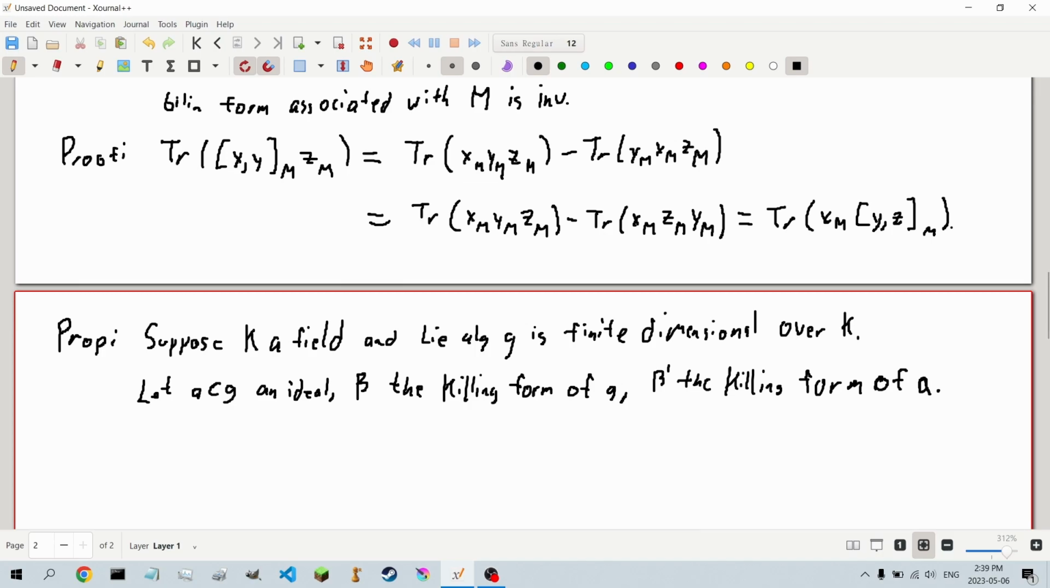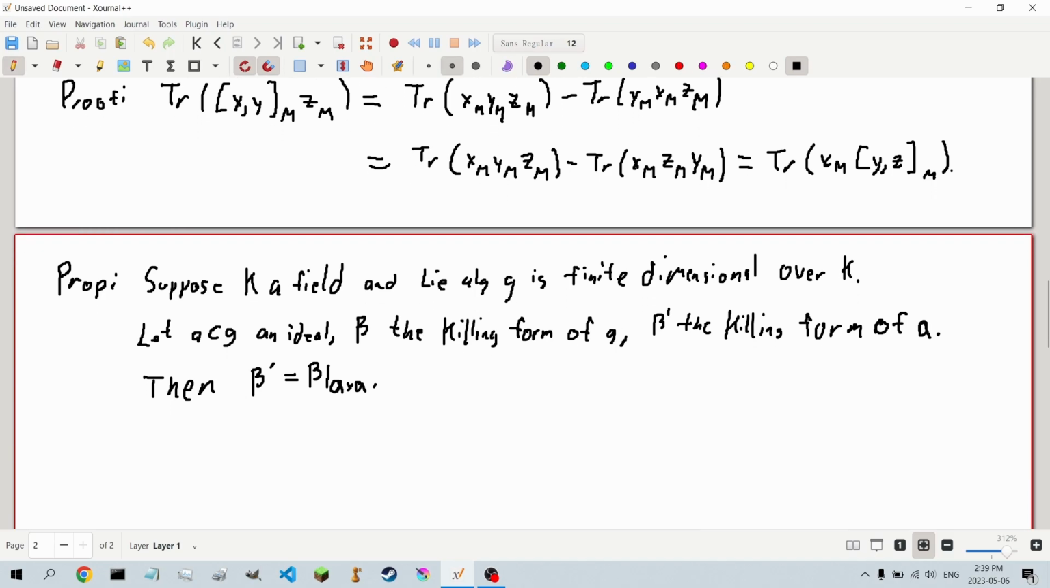And then of course the theorem, you can probably tell what it's gonna say, that the killing form of the ideal is the restriction of the killing form of the full G, restricted to the ideal. And we have a proof of this.